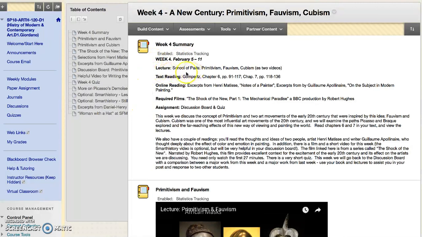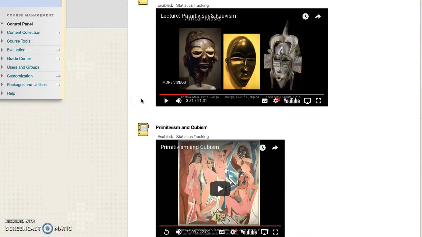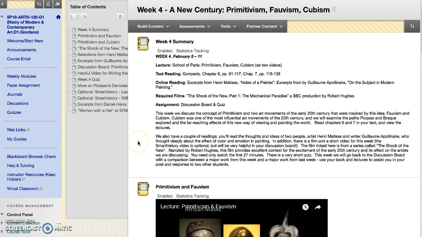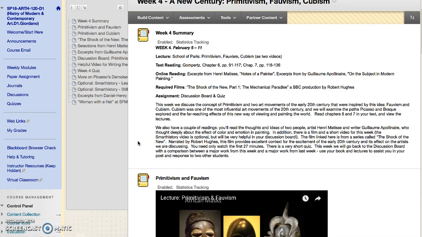Right now we're focusing on the School of Paris, which is basically primitivism, Fauvism, and Cubism. That's broken out over 2 lectures here. And the reading in Gompertz, which are chapters 6 and 7. Now, depending on how you learn best, you might want to do the readings first if you like to absorb ideas through text and then go to the videos. If you're like me and you're a visual learner, you might want to start with the videos and then read the texts.